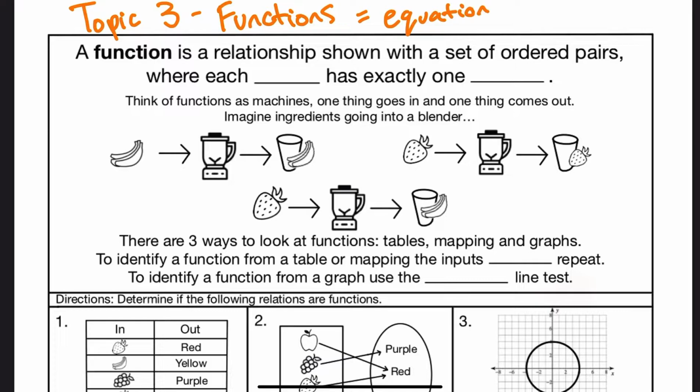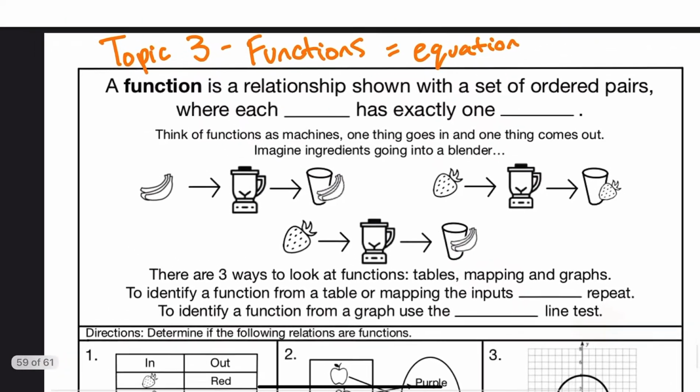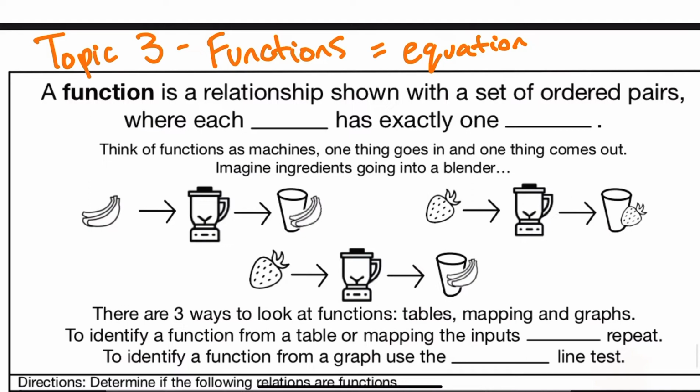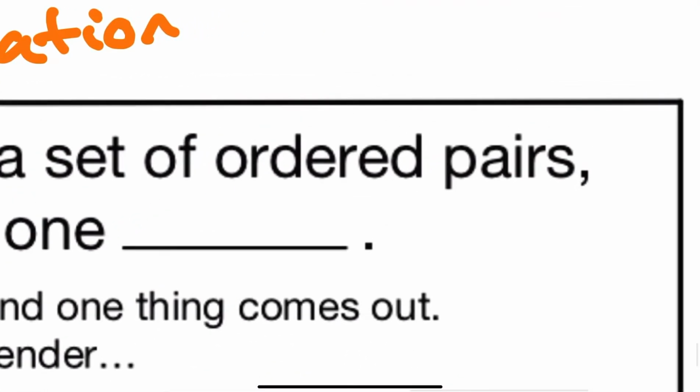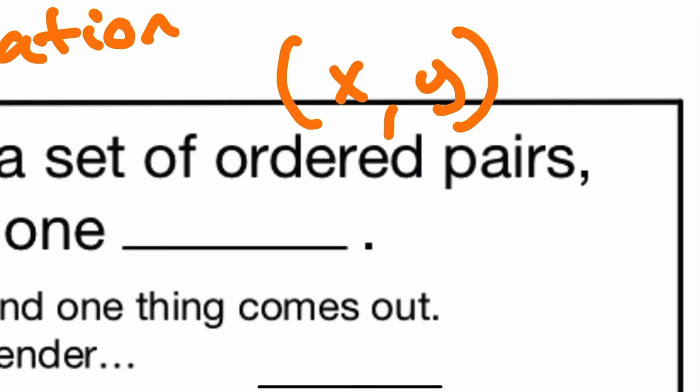So, let's jump into it. All right, a function, I'm at the top here, I'm going to read this definition. A function is a relationship, and by relationship, I mean equation, shown with a set of ordered pairs. Okay, ordered pairs. Think back to the last unit that we had. When I say an ordered pair, I mean an x value and a y value. Okay, so every time we look at one of these functions, they're going to give us an x and a y. All right.